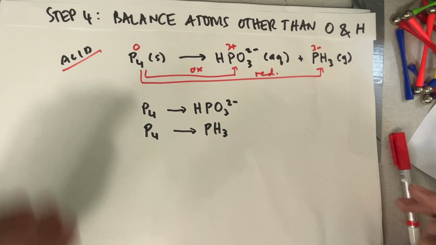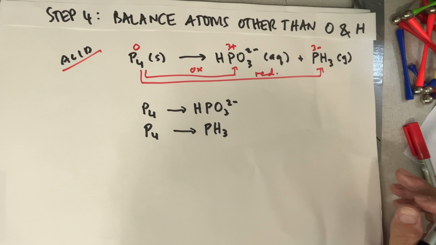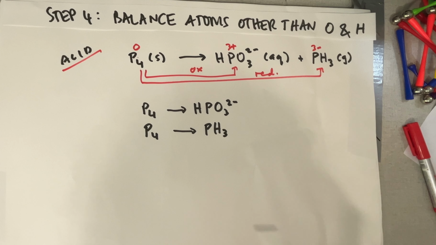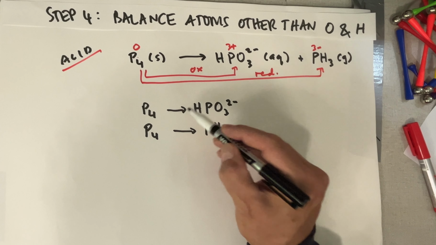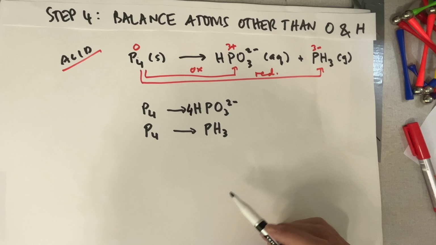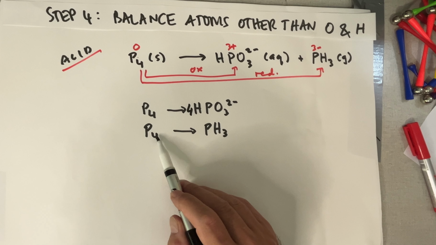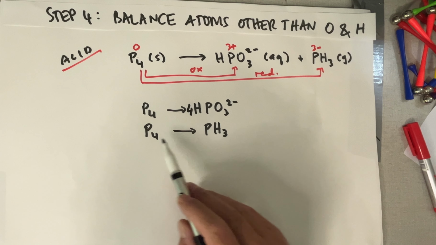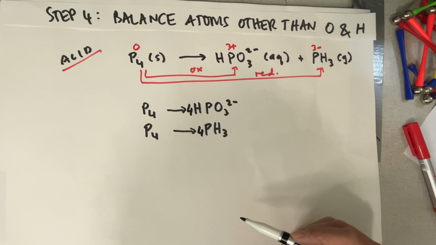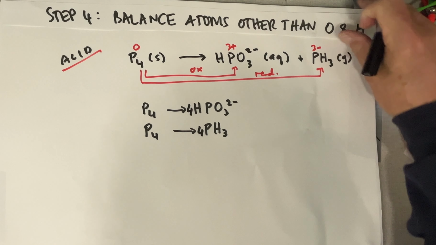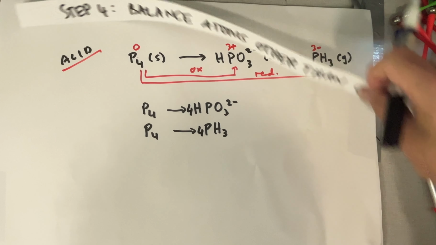Balance the atoms other than oxygen and hydrogen. So in this case it gets a bit more interesting compared to the previous two examples where there was nothing to do in this step. Here you see now you have a P4, and here you only have one P. So that means this must get a coefficient of 4. Here you have again P4. Here you only have one P. That means you need a coefficient of 4 over there as well. And that is all the atoms other than hydrogen or oxygen.